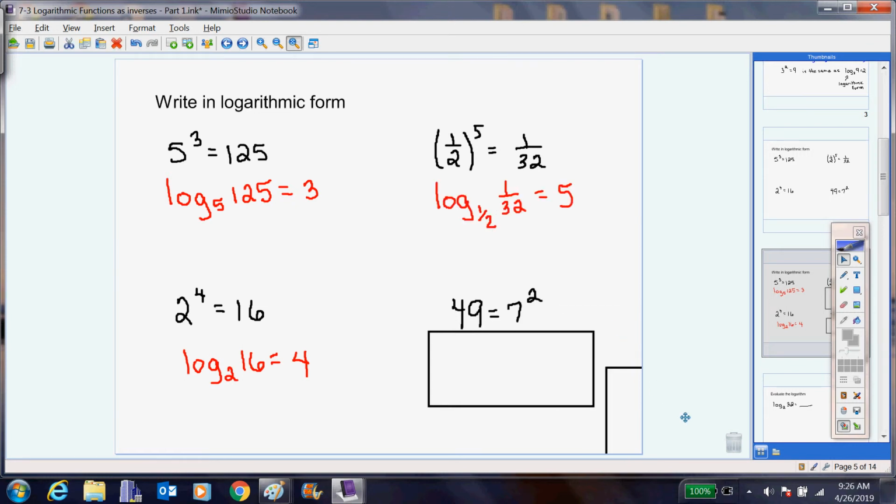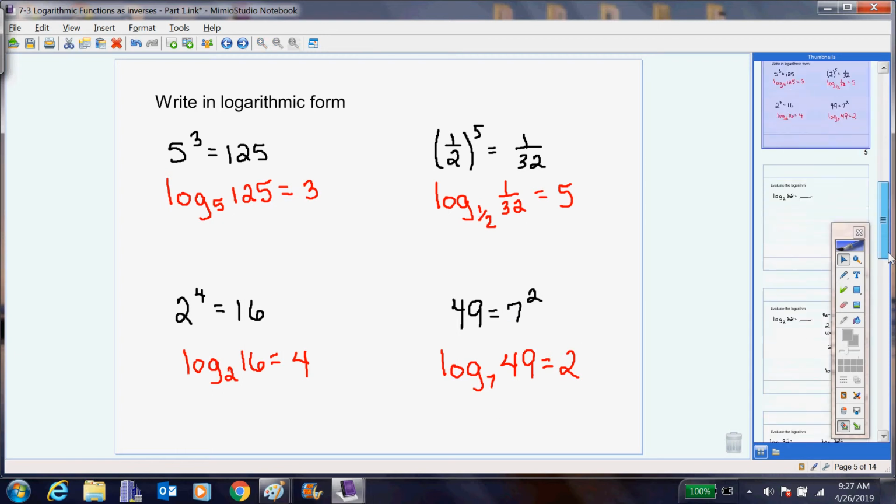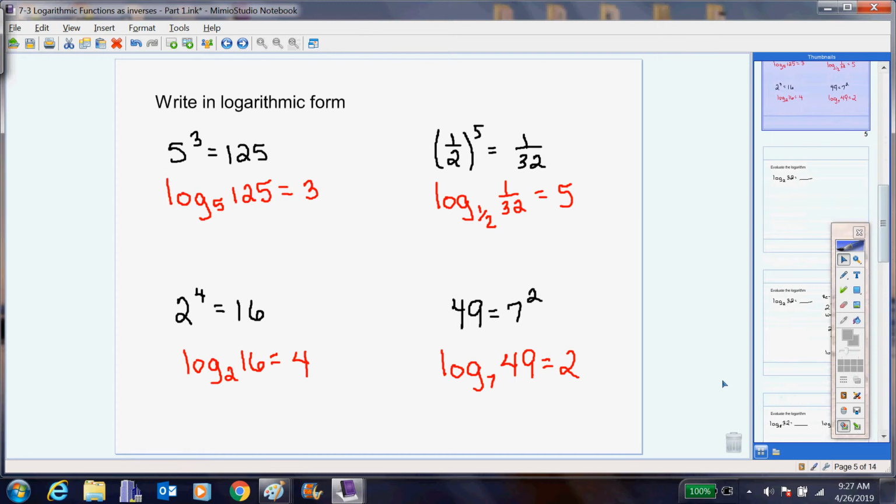Good. Log base 1/2 of 1/32 equals 5, because 1/2 times 1/2 times 1/2 times 1/2 times 1/2, you got 5 of them, would give you 1/32. And then this one, good. Didn't fool you by putting it on the other side. Log base 7 of 49 equals 2. So once again, it's a different notation for the same thing. So that's where we go with it.